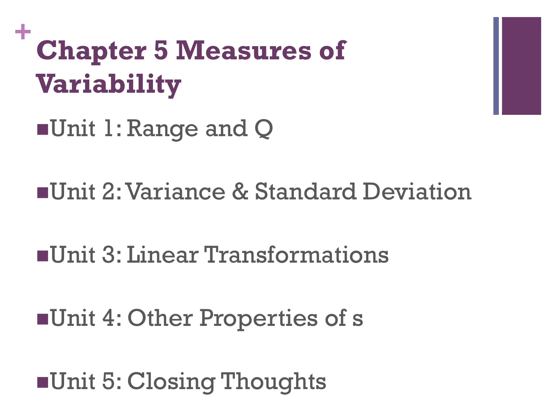And here's a summary. We've already covered Unit 1 for Chapter 5. We looked at range and Q. We've looked at Unit 2 when we covered variance and standard deviation. We just finished Unit 3, linear transformations. Unit 4 is other properties of S. And Unit 5 is closing thoughts.